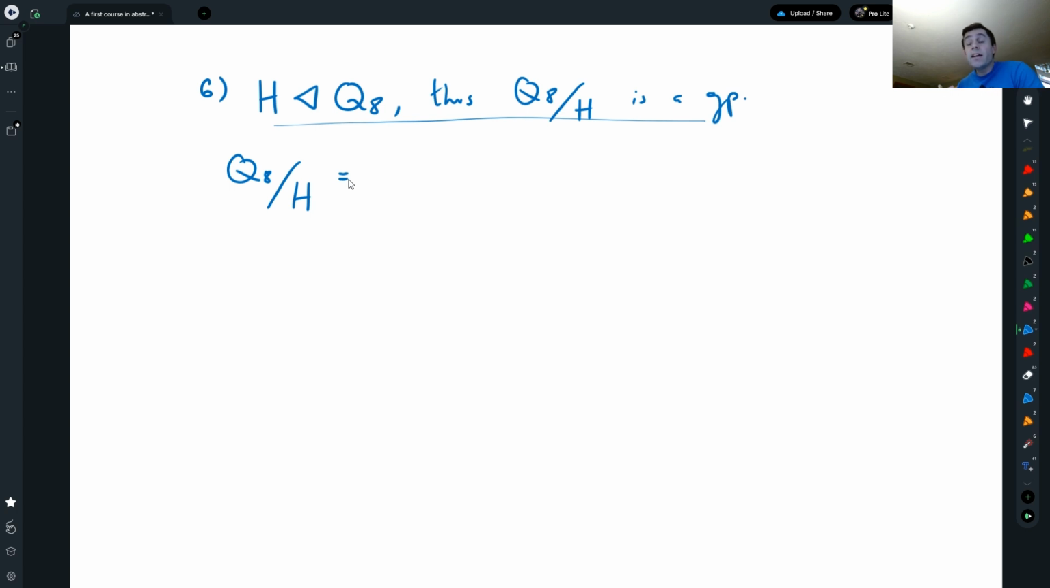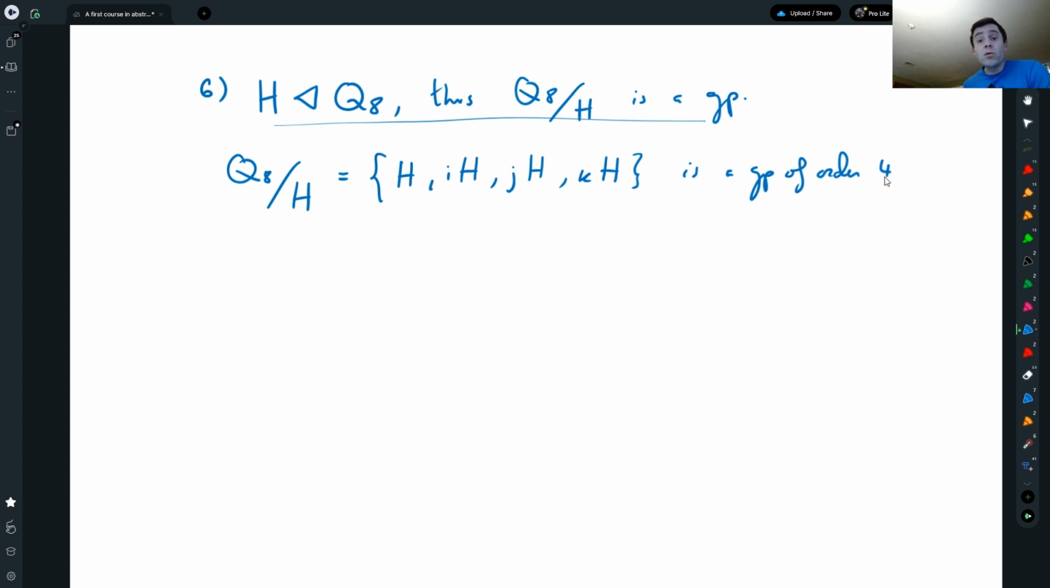Remember that as a set it is the cosets that are disjoint, so it has exactly 4 cosets, H, iH, jH, and kH, so it's a group of order 4. Now, we know there are 2 groups of order 4, it's either Z modulo 4 or Z modulo 2 cross Z modulo 2, so I have to decide which one it is. And for example, I can write a Cayley table and see which one it is. So I can just write down all the elements of my quotient group and see what happens.